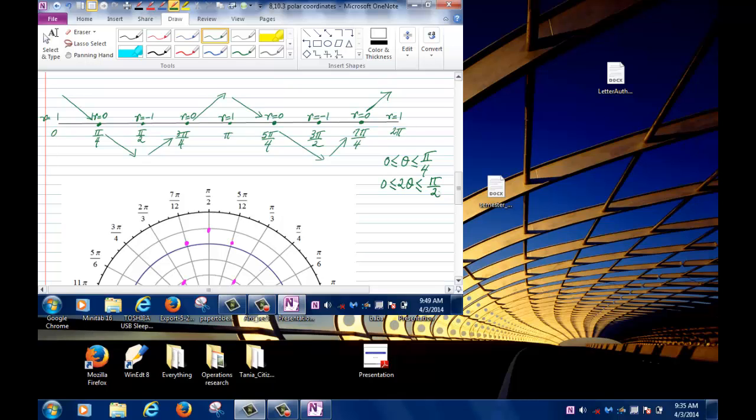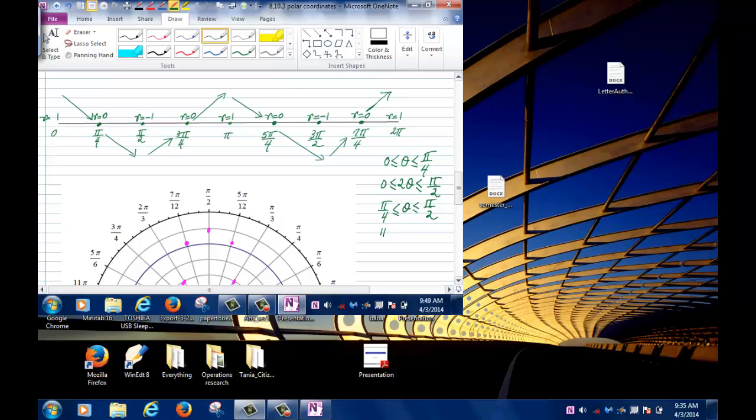So I know that it's decreasing there. Between pi over 4 and pi over 2, what's happening? So now I have theta between pi over 4 and pi over 2, right?